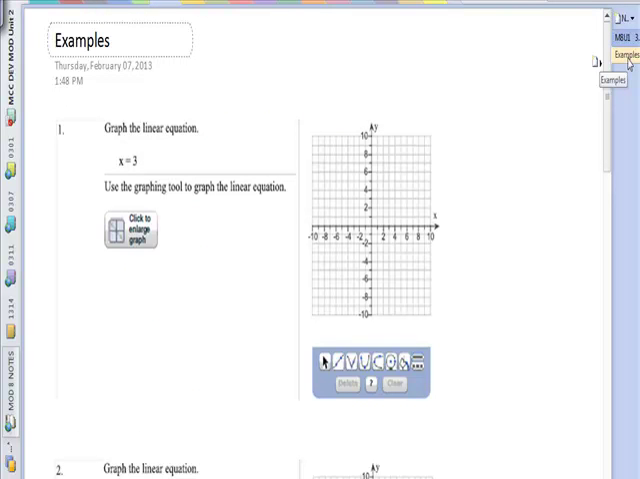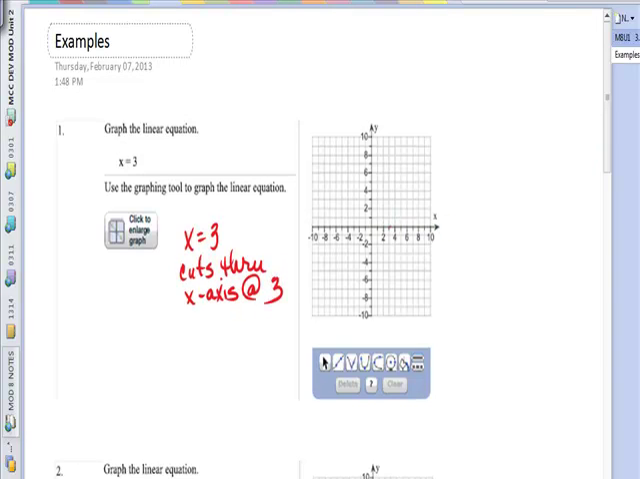The first one asks me to graph x equals 3. X equals 3 cuts through the x-axis at 3. So if I'm going to cut through the x-axis at 3, I'm going to cut through here, and it's going to look like this. With MATLAB, you will have clicked on the line tool, clicked perhaps this point, and just any other point along the vertical line.